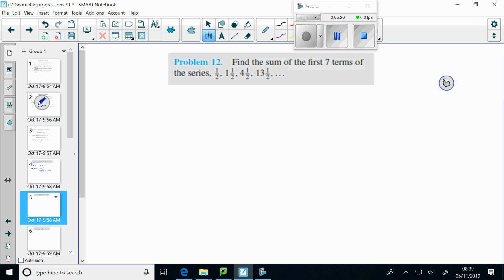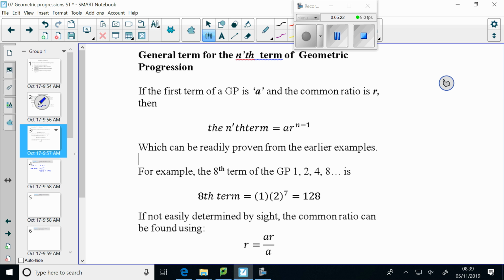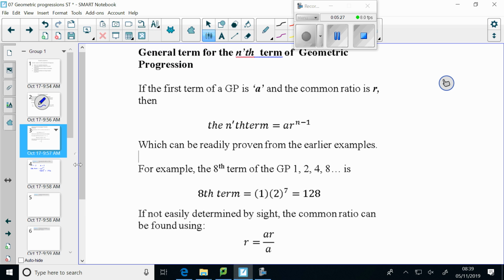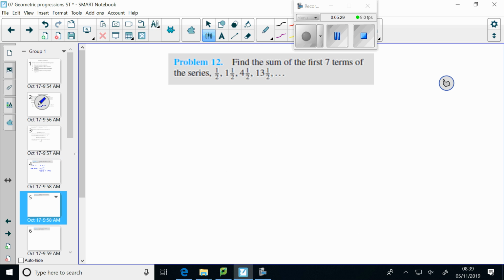I haven't done the sum of terms yet. I got ahead of myself. Unless it's my handouts that are out of order. Let's jump ahead.